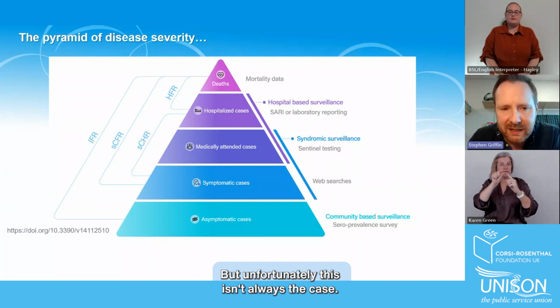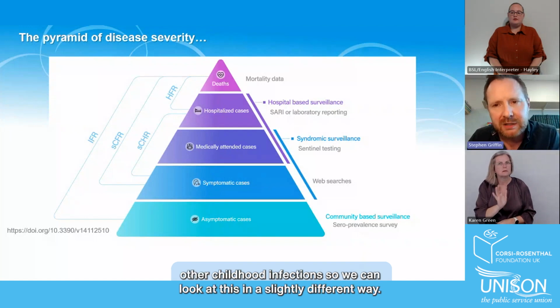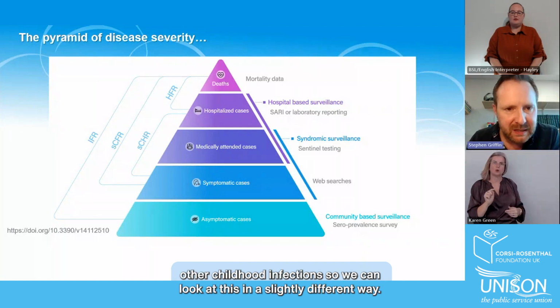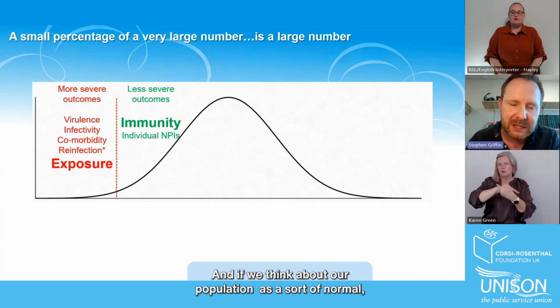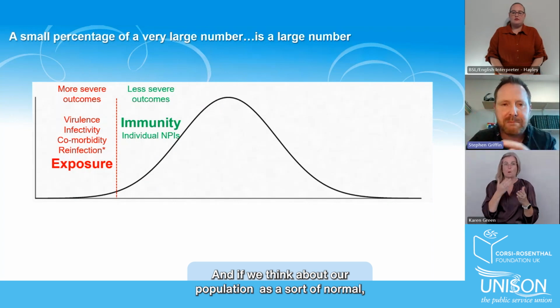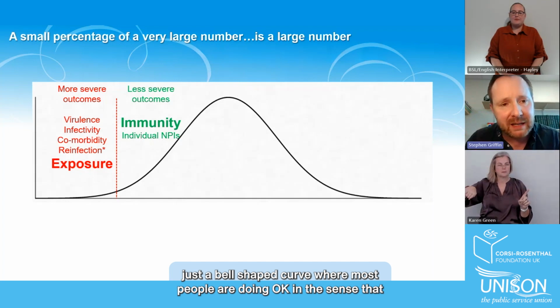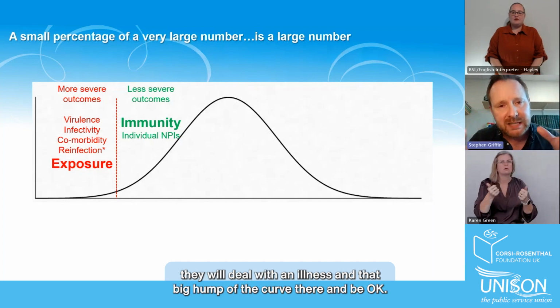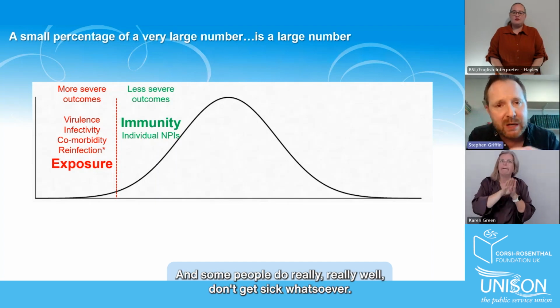But unfortunately, this isn't always the case. And remember, as I said at the beginning, we have to compare this to other childhood infections. So we can look at this in a slightly different way. If we think about our population as a bell-shaped curve, where most people are doing okay in the sense that they will deal with an illness, that big hump of the curve there, and be okay. And some people do really, really well, don't get sick whatsoever.